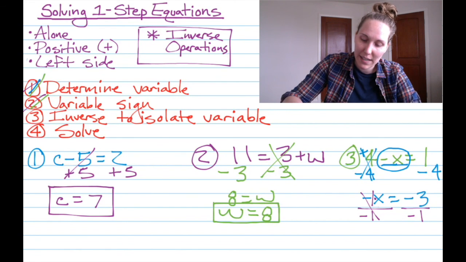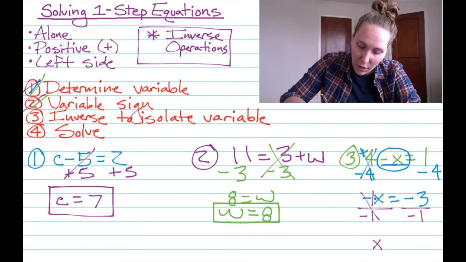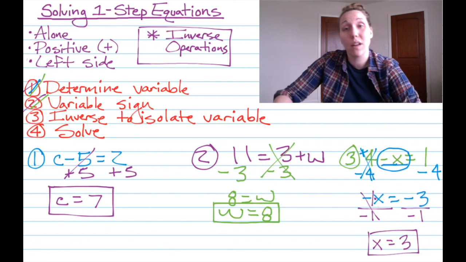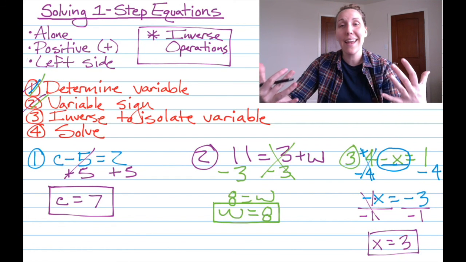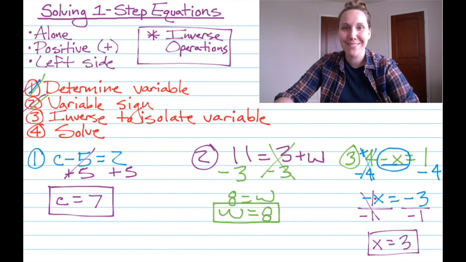-1 divided by -3. Again, if you're great with dividing negative numbers, you'll know that that is x equals +3. If you're not, you can go ahead and use your calculator. And that, my friends, is how we add and subtract one-step equations. Great job.